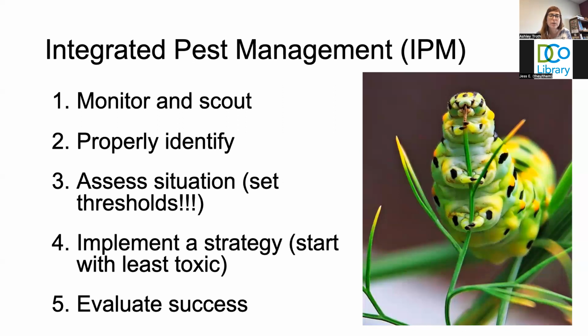I like to think of number 3 alternately as lower your standards. Implement a strategy, starting with the least toxic first, right? So try to figure out how you're going to deal with it culturally before you deal with it chemically, and evaluate your success, right? Come back, figure out how well that actually worked.